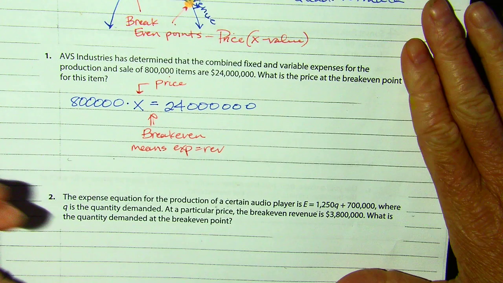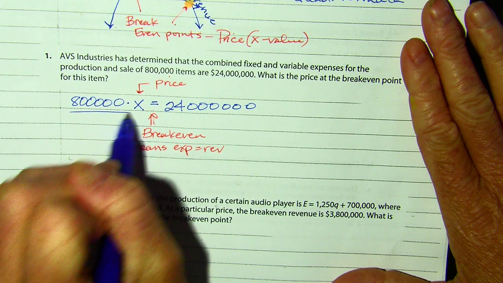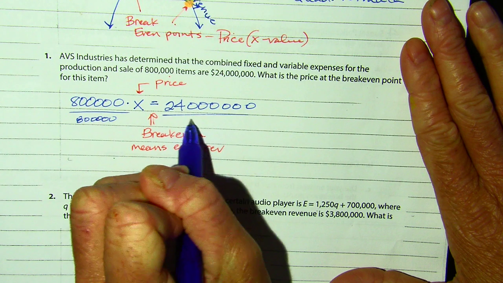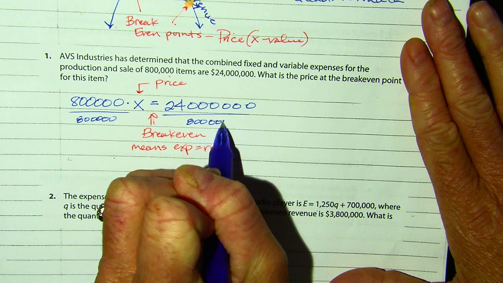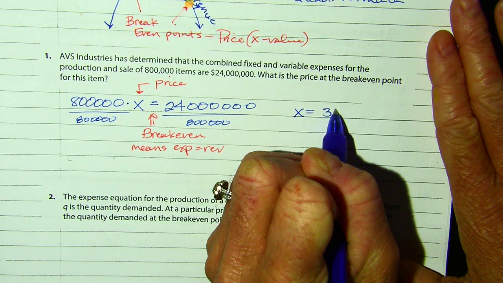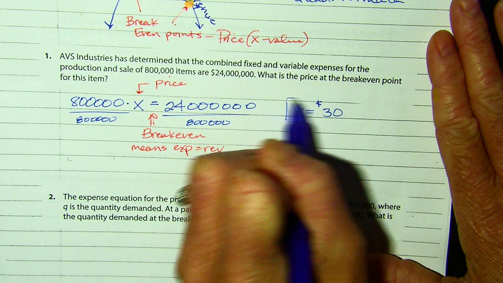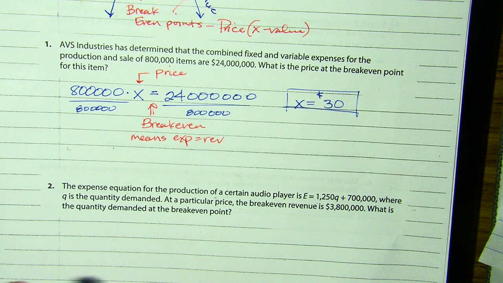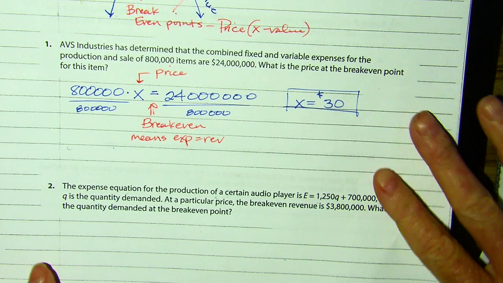Okay, and in this case, X is representing our price. So to solve, I would simply divide both sides by 800,000, and X equals $30. So if they sold their product for $30, they would break even. They wouldn't make anything, they wouldn't lose anything.